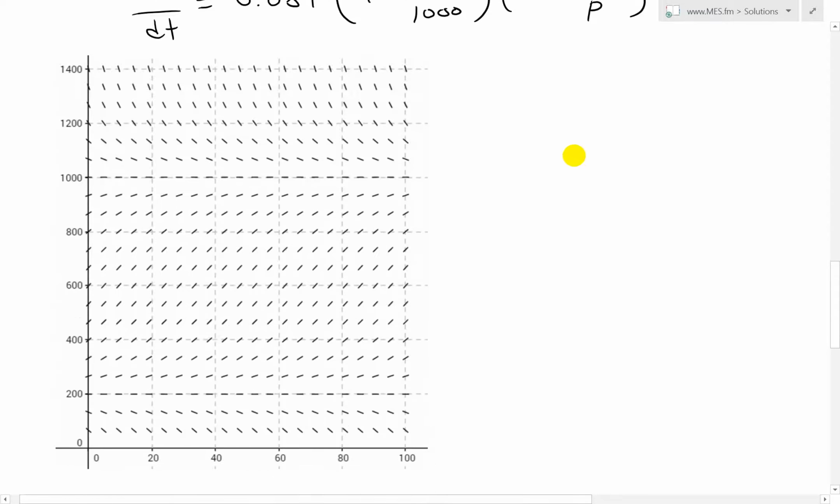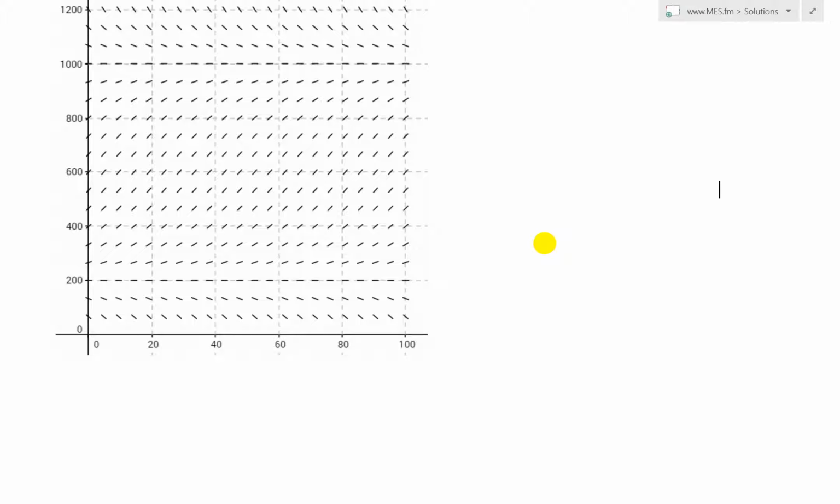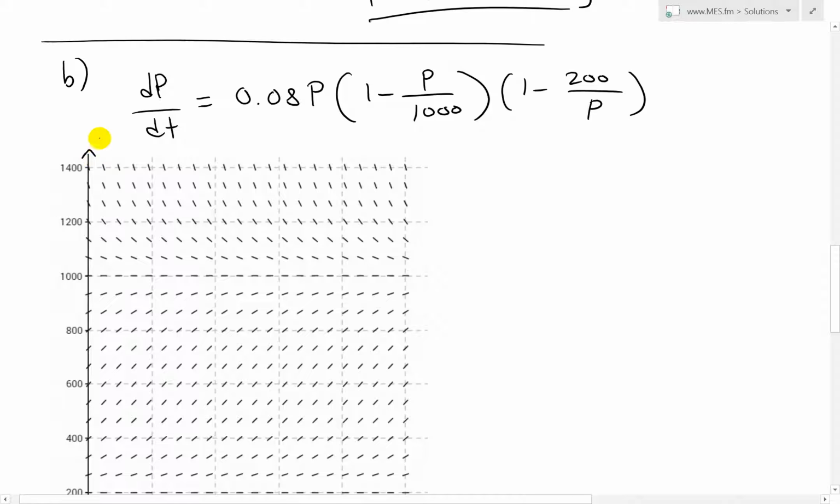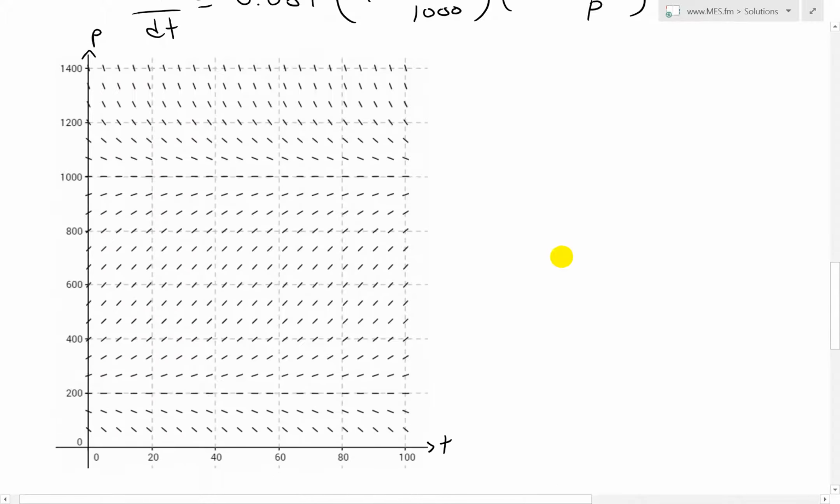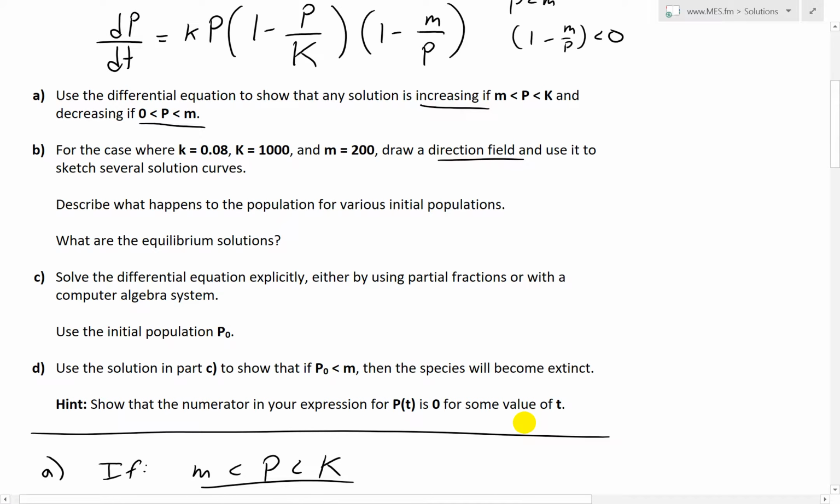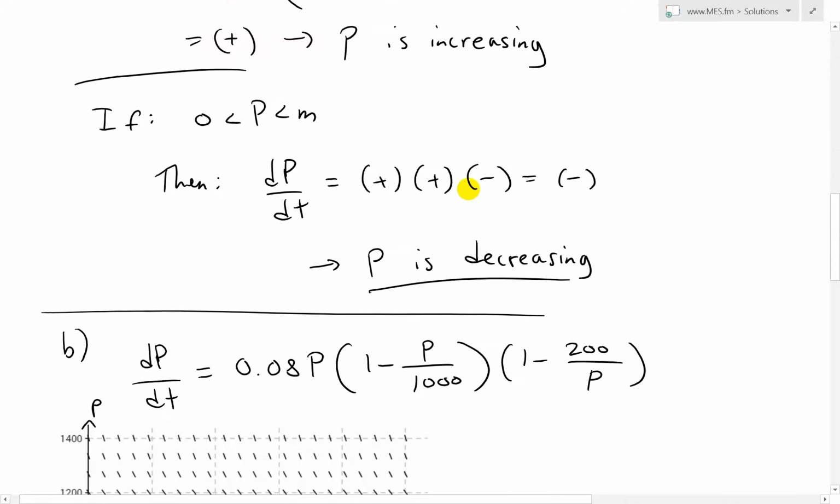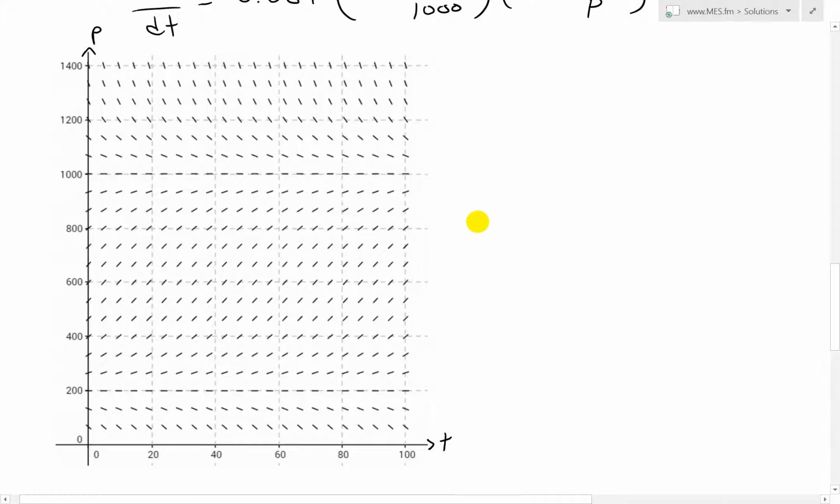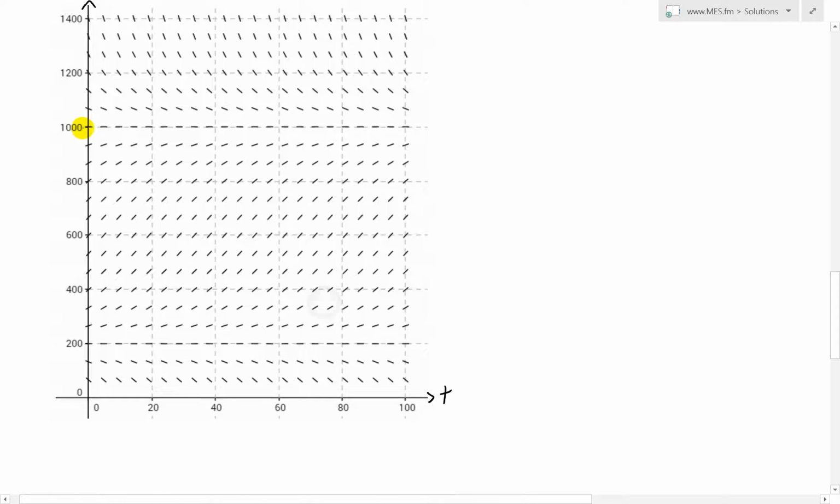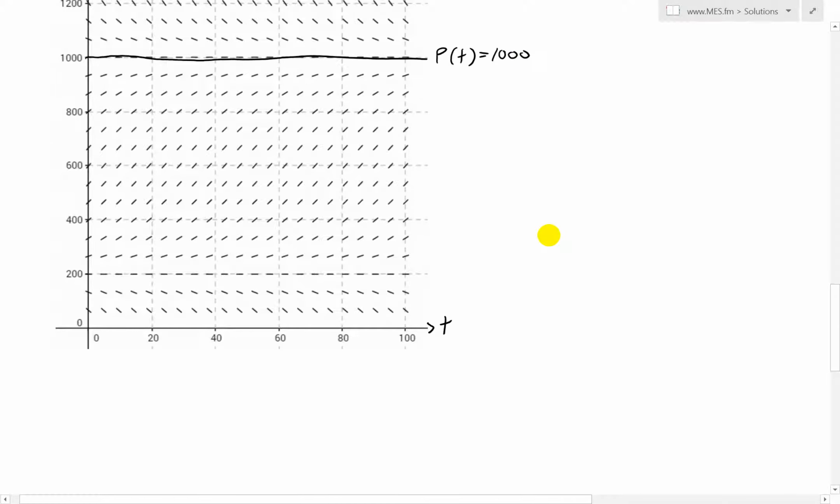Here I've copied and pasted that exact same direction field, and I'll just change the axes to t and capital P. So we have something that looks like this, and we're asked again to sketch several solution curves. Let's start with the ones that are flat, which are the equilibrium solutions. So this is a flat line. This is actually just P of t equal to 1,000 for any value of t. So that's one of our equilibrium solutions. And then there's one right here at the 200 mark, which is our m.